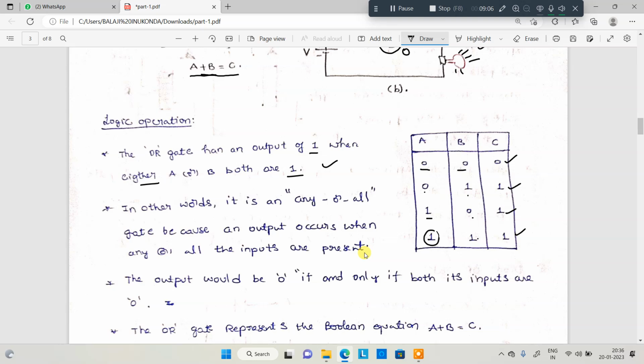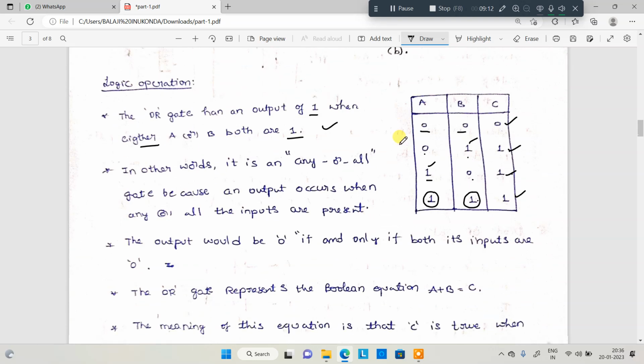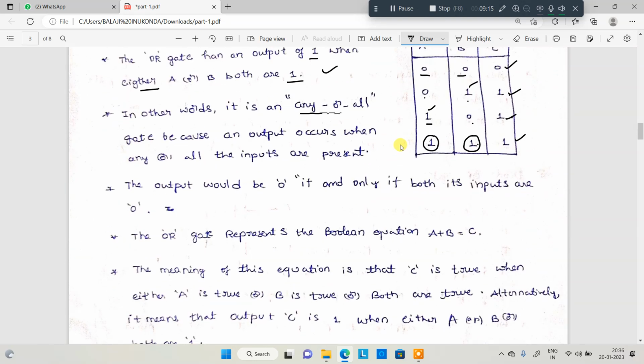See here, either A is 1 or B is 1, we'll get the 1 only. The output occurs when any or all inputs are present. So that is the terminology you need to remember. Any or all is related to the OR gate. Okay, very important point. Next one, the output would be 0 only if both inputs are 0. Yes or no? Yes, the output will be 0 whenever both the inputs are 0.